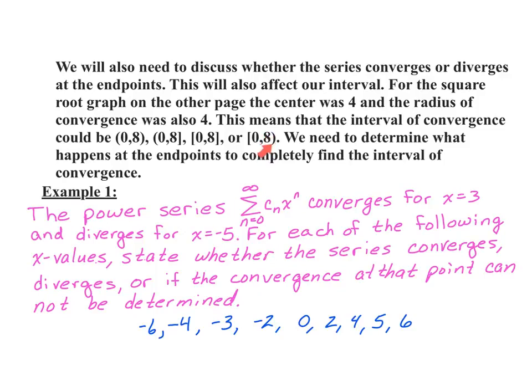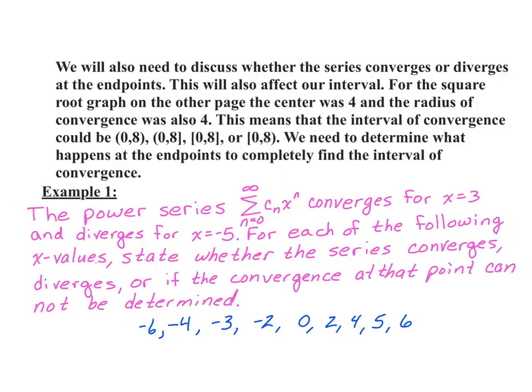When you had parentheses, that meant the number was not included. Bracket means the number is included. So when we're talking about interval of convergence, the bracket means that this number is included in the convergence. Parenthesis means this number is not included in the convergence, which means at this number it diverges.